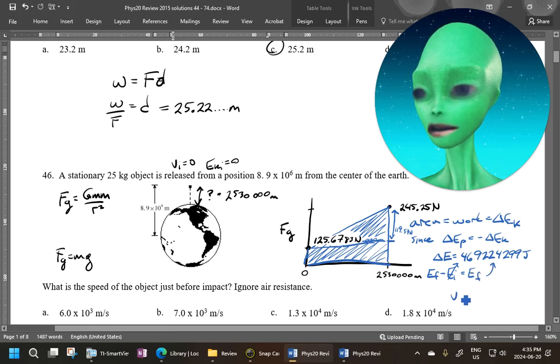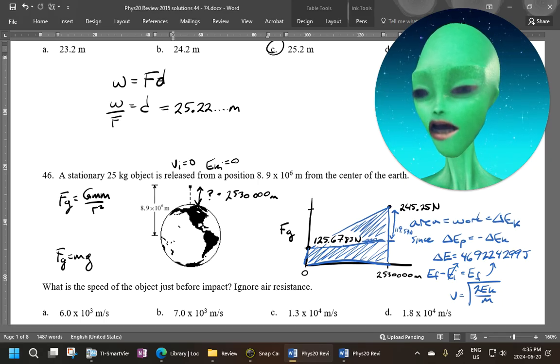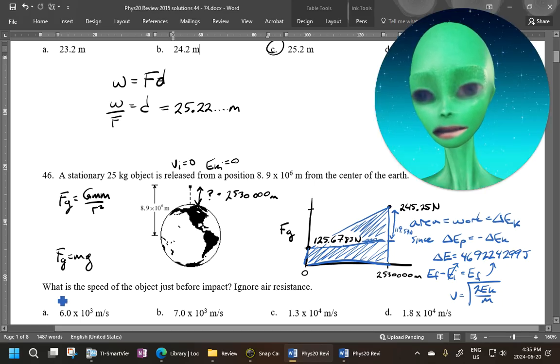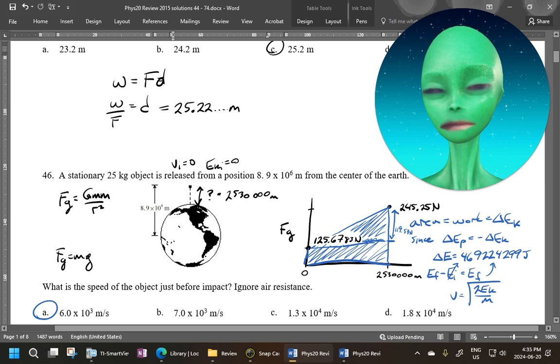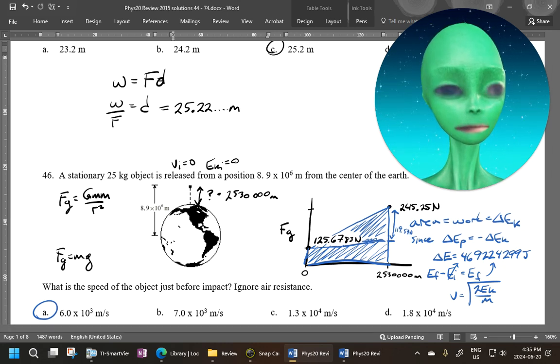That's my final. And I can find my final speed by rearranging the EK formula. So times this by 2, divided by my mass. Take the square root. 6,126. So it's going to be that one. Yeah. I don't know how else they would have expected us to answer that question.